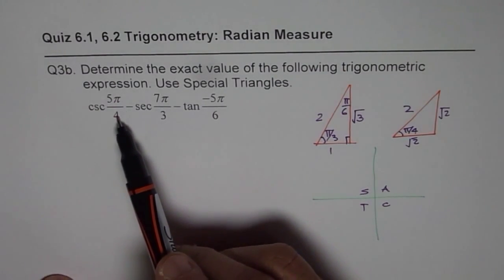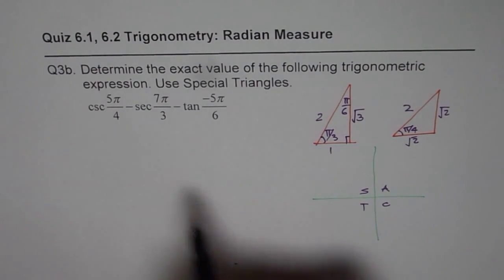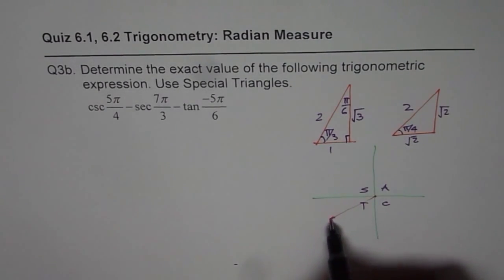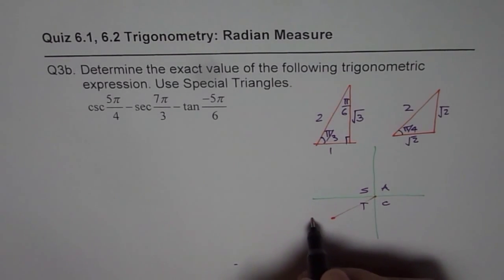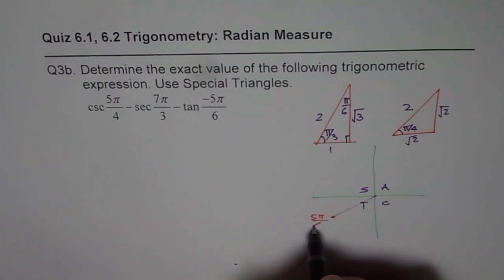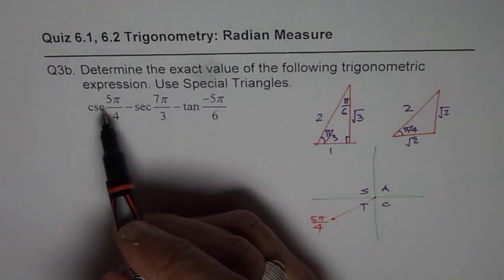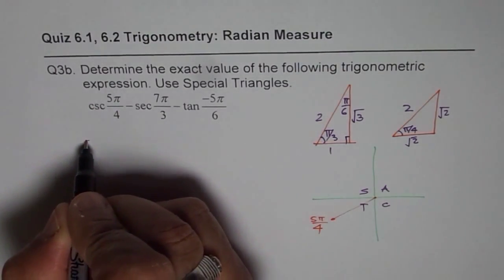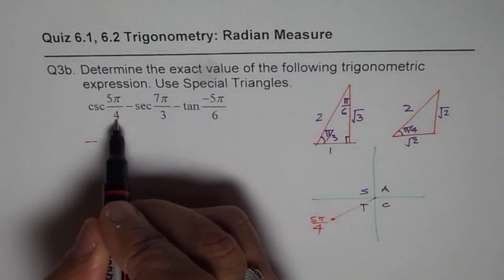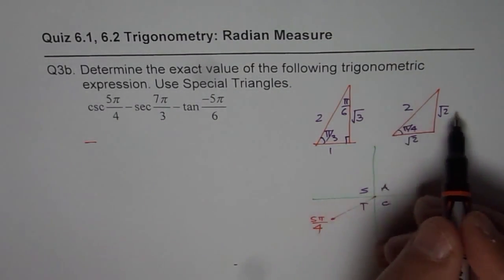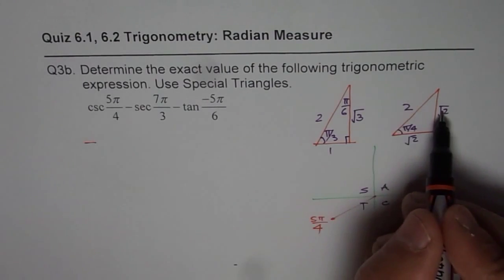That means 1 pi by 4 more than pi. So that is approximately here, correct? So we are here at 5 pi by 4. Now cosecant is the reciprocal of sine, so this has to be negative, correct? So we'll get a negative value here. For pi by 4, we get square root 2 over 2 for sine. For cosecant it will be reversed. It will be written as 2 over square root 2.